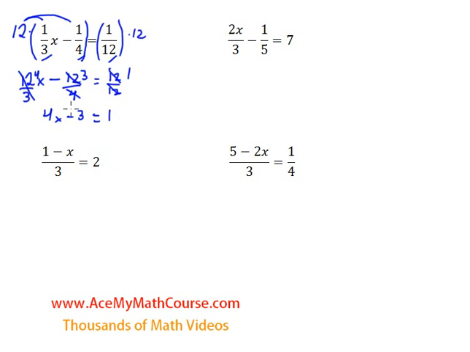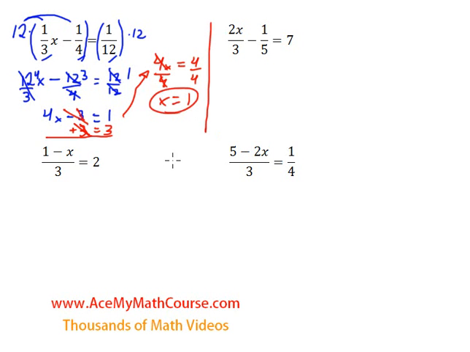Great. Now what I can do is add 3 to both sides of the equation. Those will cancel out. Continue over here. 4x will be equal to 1 plus 3, 4. Those canceled out completely. Now I can divide both sides by 4. So x is equal to 4 divided by 4, which is 1. That's it.